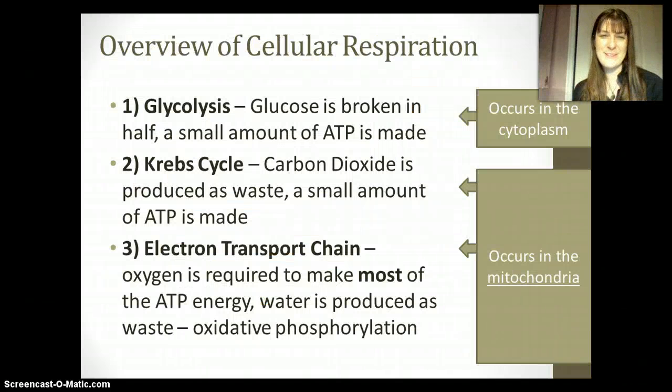Okay, very quickly, our different steps. We had glycolysis, where glucose was broken in half and a very small amount of ATP was made, and that occurs in the cytoplasm. Then we entered the mitochondria, where the Krebs cycle produced all the carbon dioxide, a very small amount of ATP was made, but the electron carriers were charged up. And then we have the electron transport chain. Oxygen is required at the end so it can hold on to those electrons. If oxygen isn't there, the whole process won't work. Water is produced as waste, and then we have the majority of our ATP made, which we can call oxidative phosphorylation, if you want to get fancy with terms.